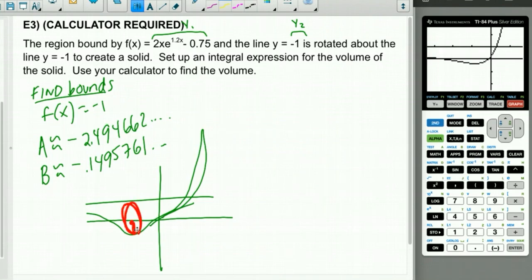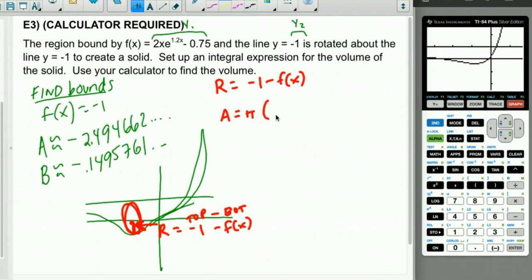So my radius is going to be the top curve, right? My radius is going to be the top, which is going to be negative 1, minus the bottom, which is going to be f of x, right? So once I know that the radius is negative 1 minus f of x, then the area is pi times negative 1 minus f of x quantity squared. So my volume is pi times the integral from the thing I called A to the thing I called B, because that would be the first disk to the last disk, of this thing.